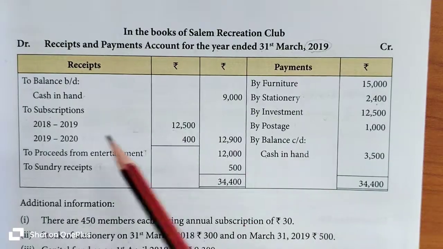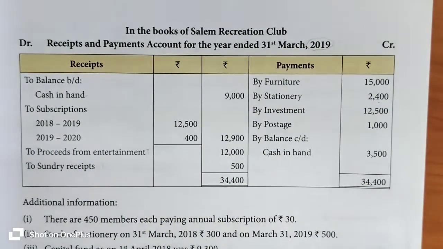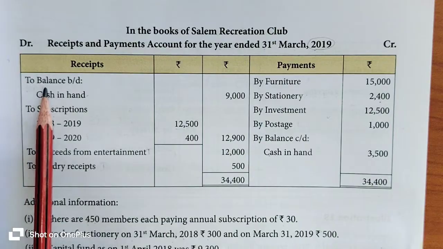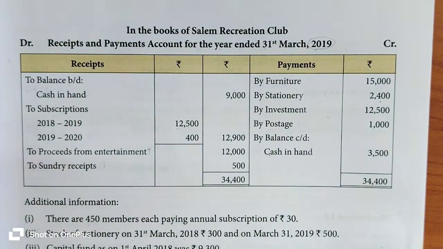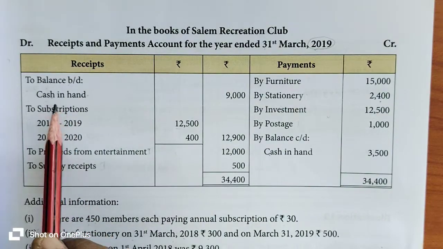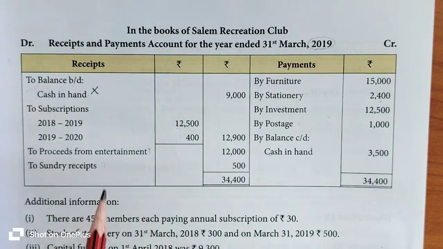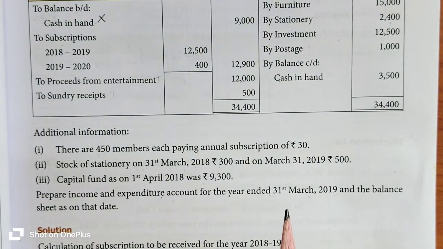They have given the receipts and the payments. From this information we have to prepare the final accounts, that means the income and expenditure account and the balance sheet. The opening balance of cash in hand or cash at bank we need not enter. Only revenue receipts and revenue expenditure we are going to enter into the income and expenditure account.